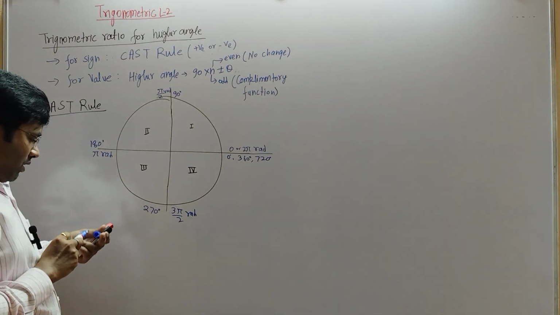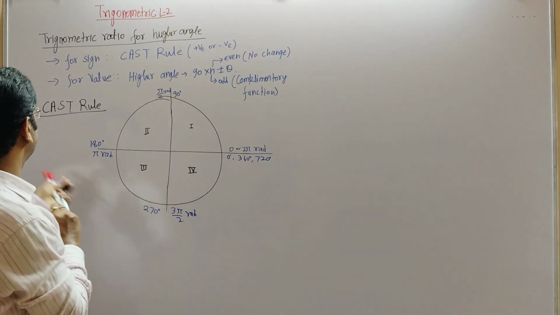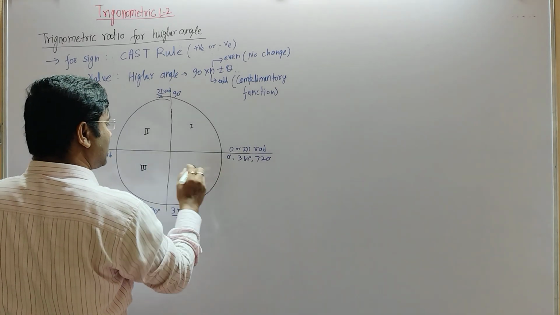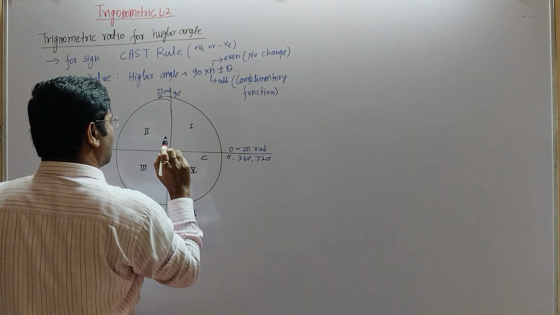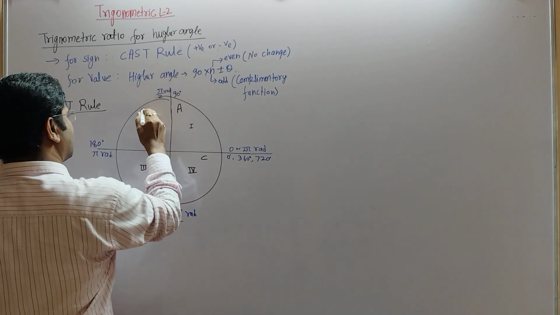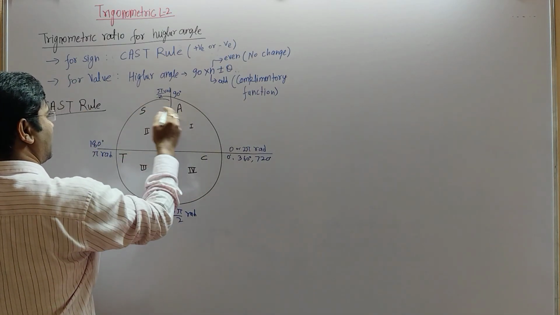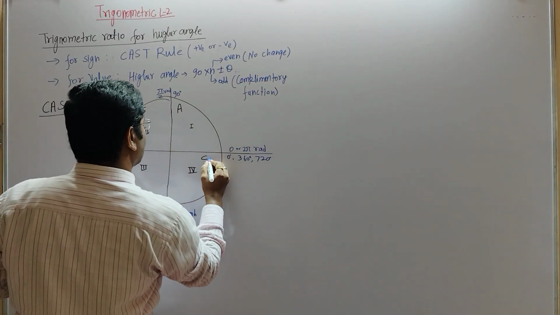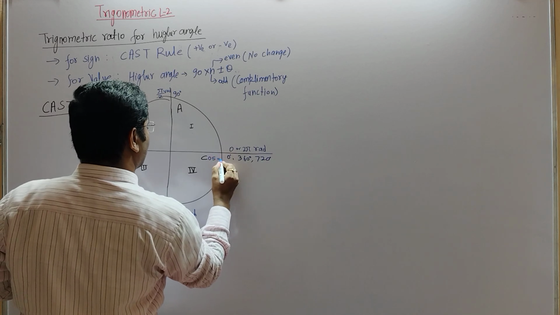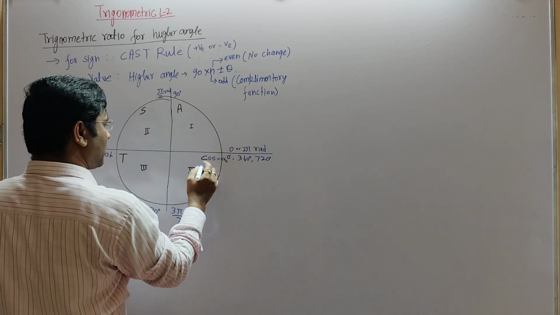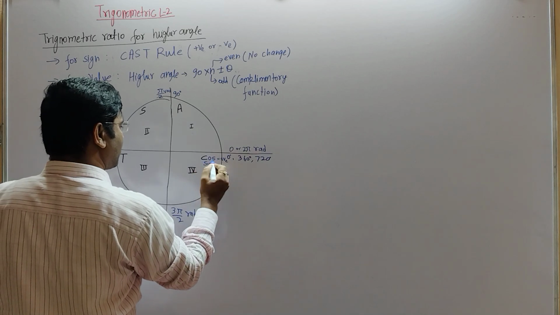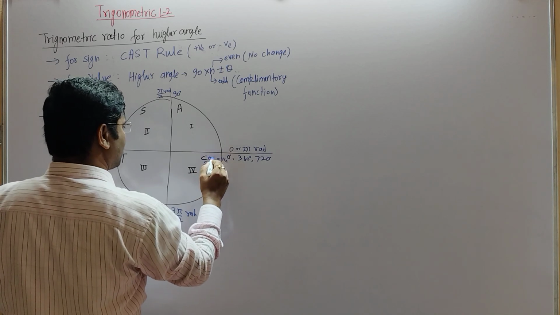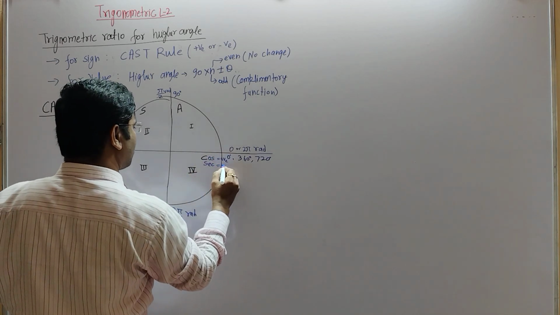Now for the CAST rule we have to start from the fourth quadrant. CAST means this is C, this is A, this is S, and this is T. C means cos. Cos is positive, and the reciprocal of cos is sec, that will also be positive. So cos positive, so sec is also positive.